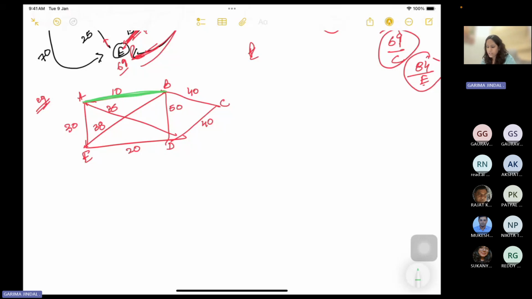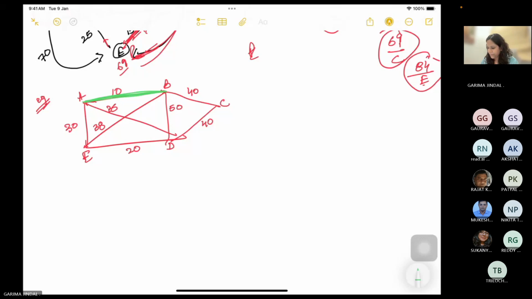Okay. So now next, which is the next smallest edge in the network? ED. Correct. So next ED will be added. When we add each edge, we check whether there's a cycle or not. If there's no cycle, it's fine, we can add this edge in the spanning tree. So next again, we will try to identify which is the third smallest edge in the graph. AE.